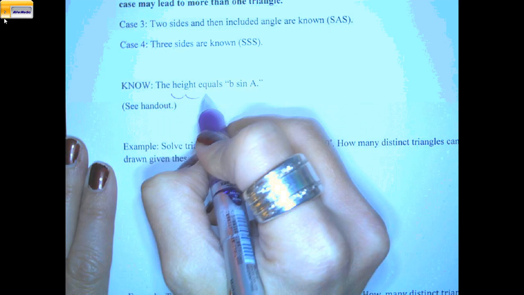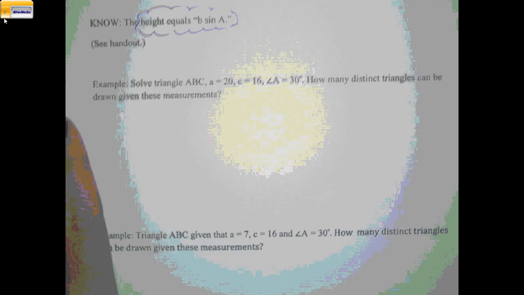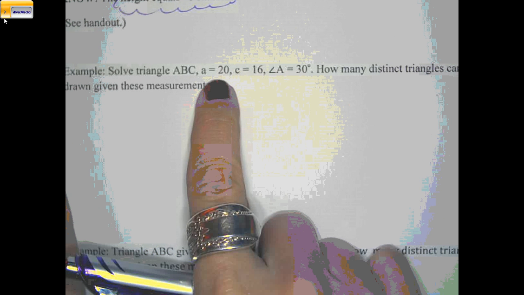Okay, and you guys, we talked about this, that height needs to be B sine A. You know that. All right, here's the example. It says to solve the triangle, and here's what they give you. A is 20, C is 16, and angle A is 30. And then they also ask you how many distinct triangles can you draw with those measurements. It's not asking you to draw it, it just says how many could you draw. And it wants you to solve the triangle.